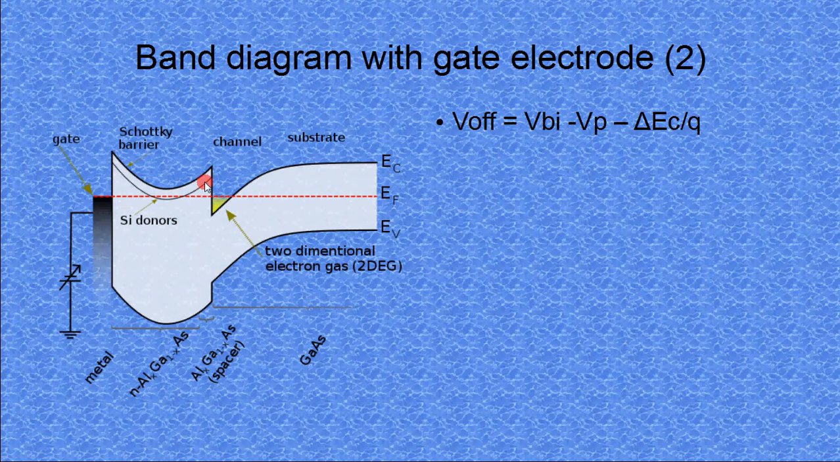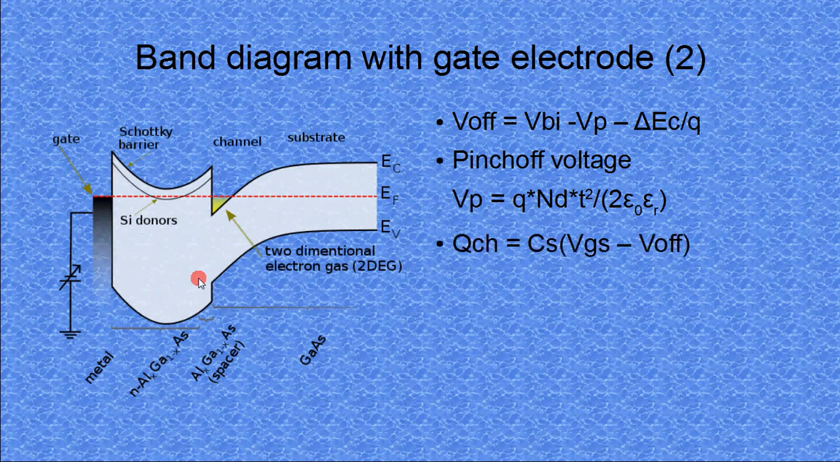The pinch-off voltage is given by this equation, which is dependent upon the donor concentration in aluminum gallium arsenide and also the thickness. T is the thickness of the aluminum gallium arsenide layer. Once the depletion region is formed, we can use a simple charge equation to calculate the amount of charge stored here. It's just CS times the difference in voltage, that is VGS minus V off, which is very similar to that of a MOSFET.